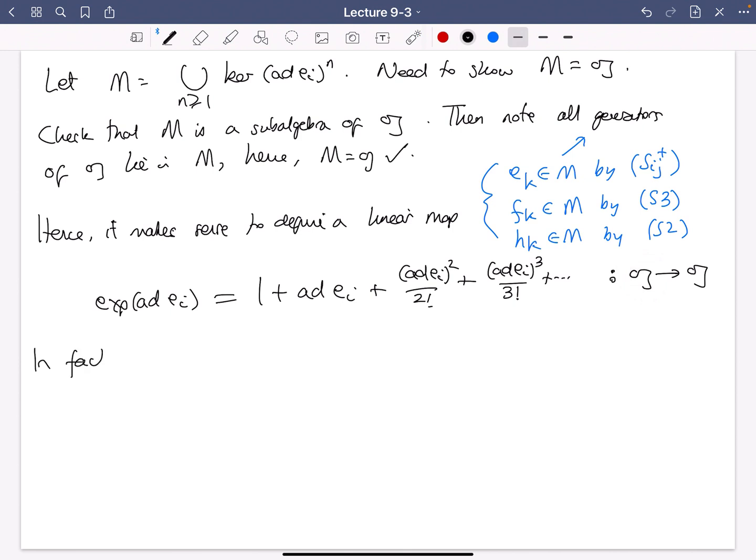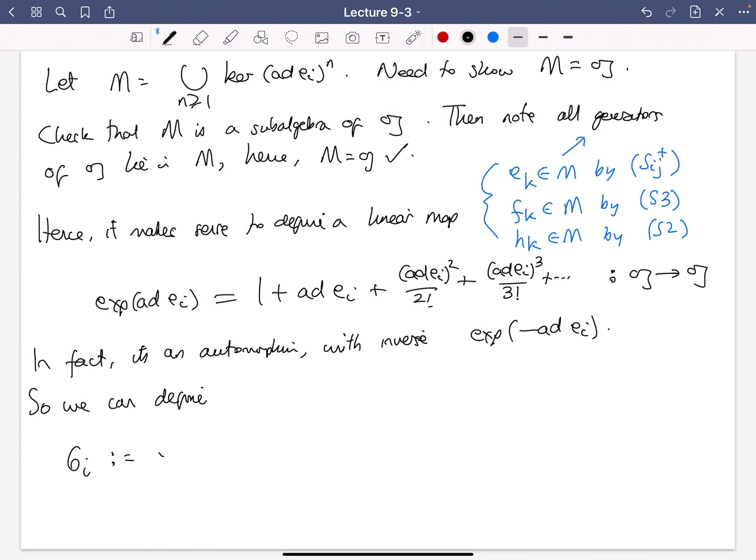In fact, it's an invertible linear map. It's an automorphism, because the inverse is just exponentiating minus ad e_i. So that's just formal properties of the exponential series there. I've done it for e_i up above, but of course the same arguments apply to f_i. So we can define what I'm going to call sigma_i. It's exp ad e_i, exp ad minus f_i, exp ad e_i. So that's a linear map from g to g.